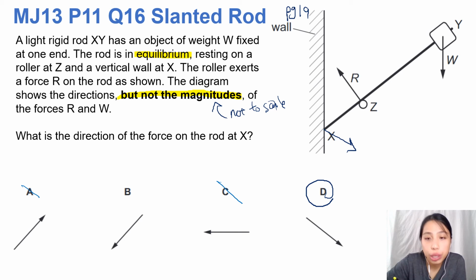Why not B? Because the wall will have two components, like what we did in the previous question. These red ones are the components: something out, and something either up or down, in this case a little bit down. So it cannot be B, because B means you have something down, these are the components, and something left. Why would the wall exert a force leftwards? It's supposed to push out on the rod, so it's to the right. So D is the best choice for the direction of the force at X.